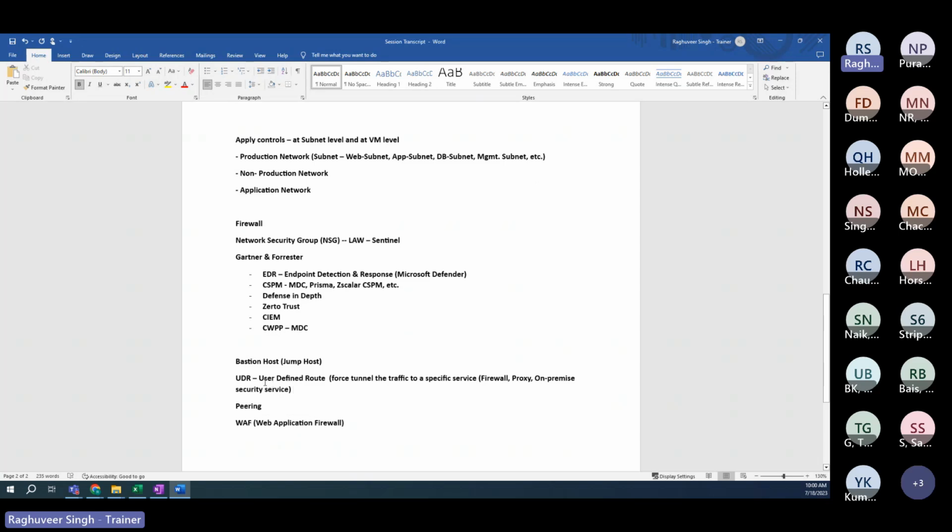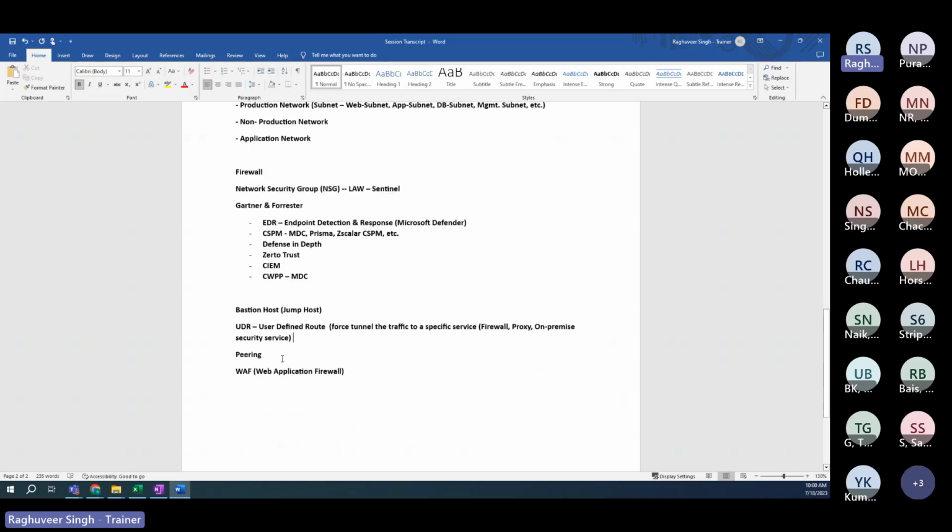So we configure UDR a lot in Azure, and the logs from UDR is also sent to Sentinel. I'm saying all the network flow logs that also pass via UDR is sent to Sentinel so that you can evaluate those logs and identify any anomaly there.